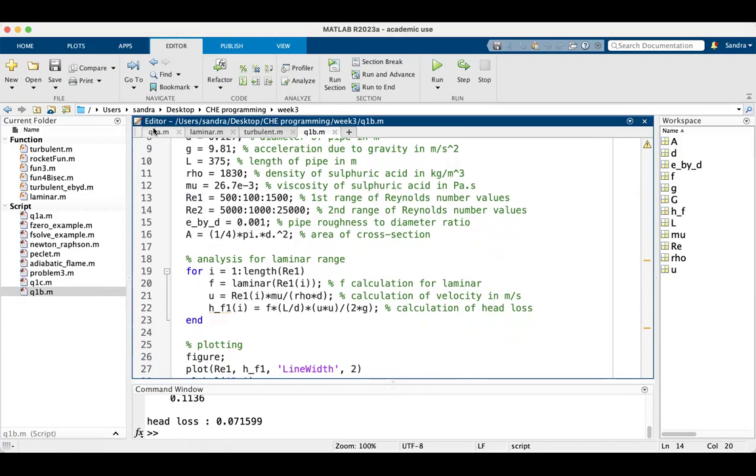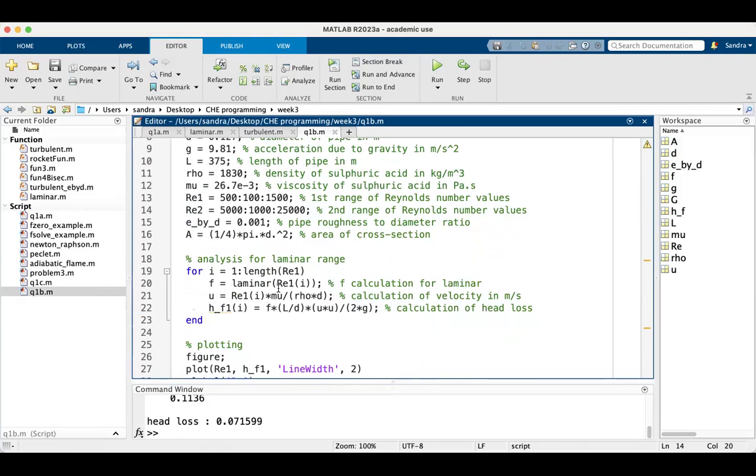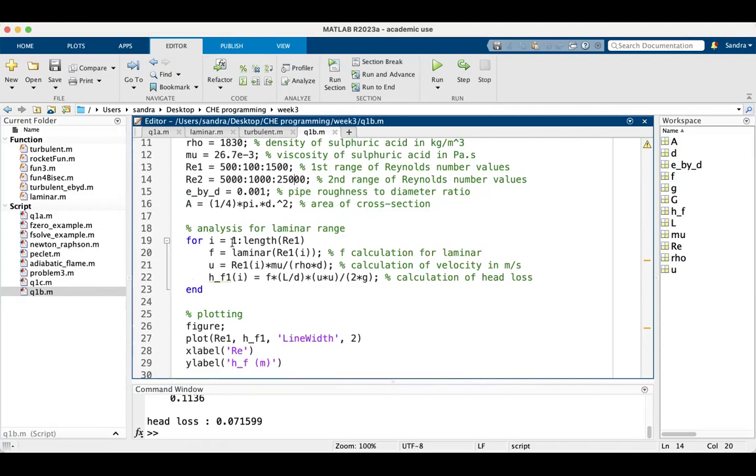What do you put in a loop? This portion where you calculated the friction factor, you put it in a loop, and where you calculate the head loss, that also you put in that loop. So basically, in the laminar region, when RE is from the first value to the last value of the laminar region, you calculate the friction factor using this function, laminar RE, the first index. This for loop goes from the first RE to the last RE. It first goes from 500, then 600, and so on till 1500. So it calculates the friction factor from the laminar function.